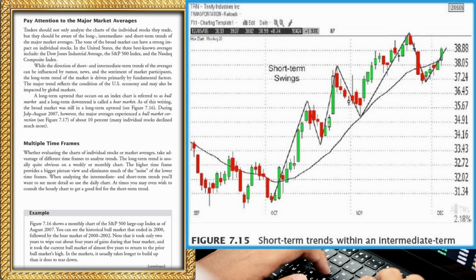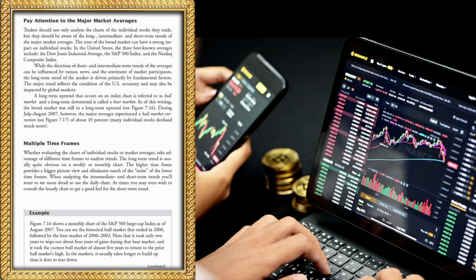Pay attention to the major market averages. Traders should not only analyze the charts of the individual stocks they trade, but they should be aware of the long, intermediate, and short-term trends of the major market averages. The tone of the broad market can have a strong impact on individual stocks. In the United States, the 3 best-known averages include the Dow Jones Industrial Average, the S&P 500 Index, and the NASDAQ Composite Index. While the direction of short and intermediate-term trends of the averages can be influenced by rumor, news, and the sentiment of market participants, the long-term trend of the market is driven primarily by fundamental factors.